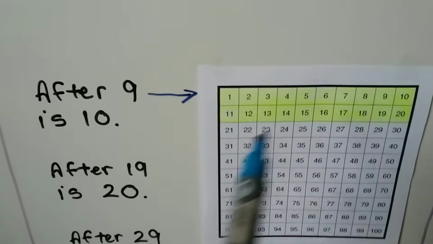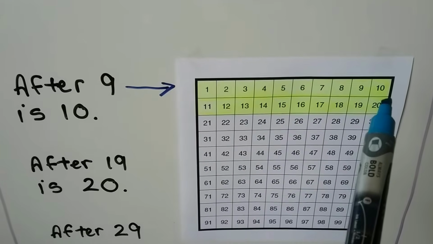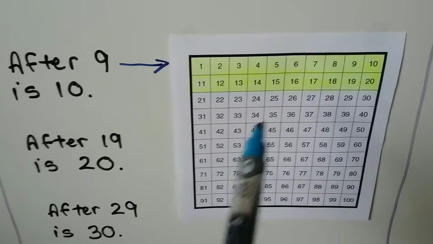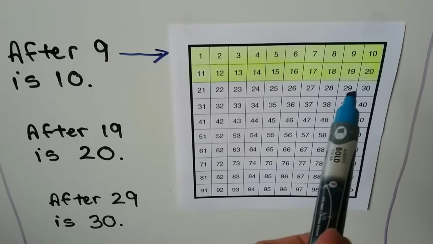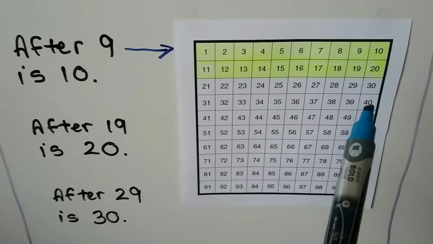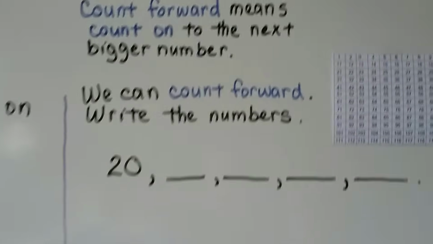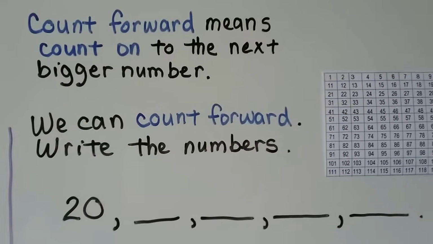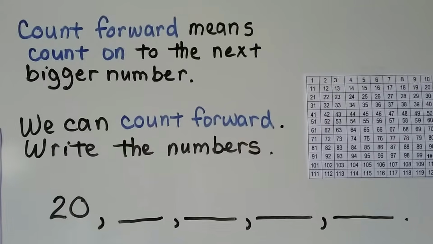So after we get to 9, we get to 10 when we count forward. And after 19, it turns into 20. And after 29, it turns to 30. See the pattern? After 39, it goes to 40. Count forward means count on to the next bigger number. And we can count forward and write the numbers.